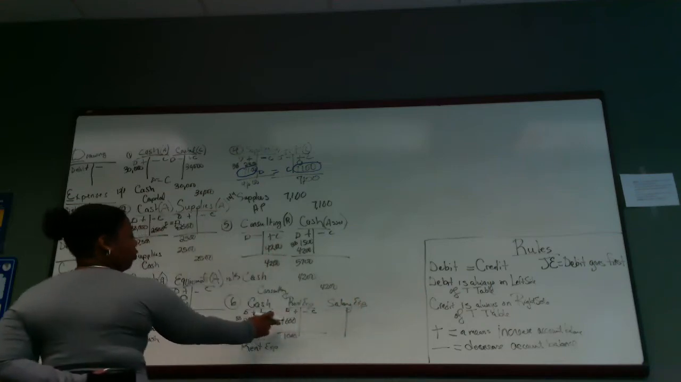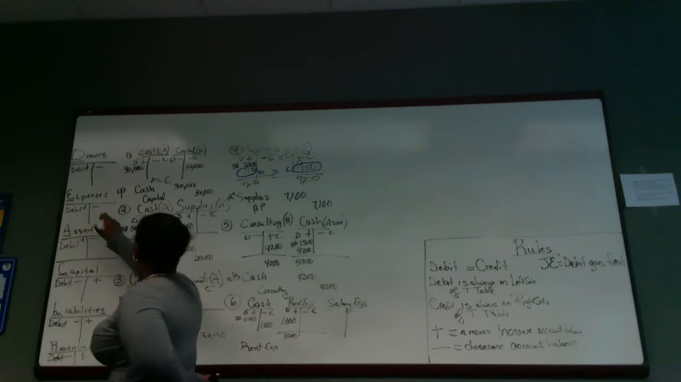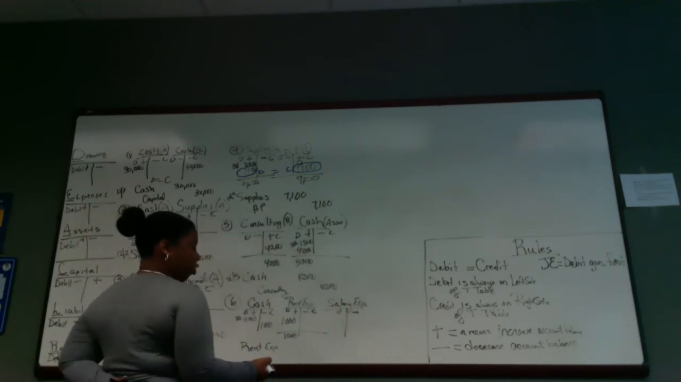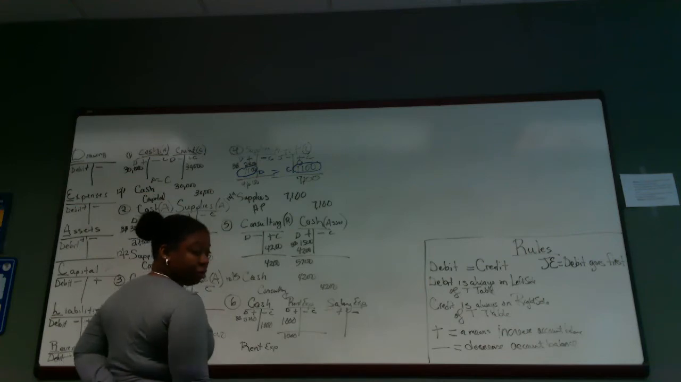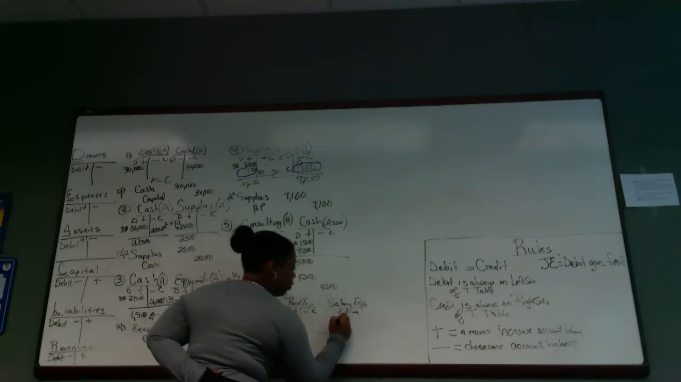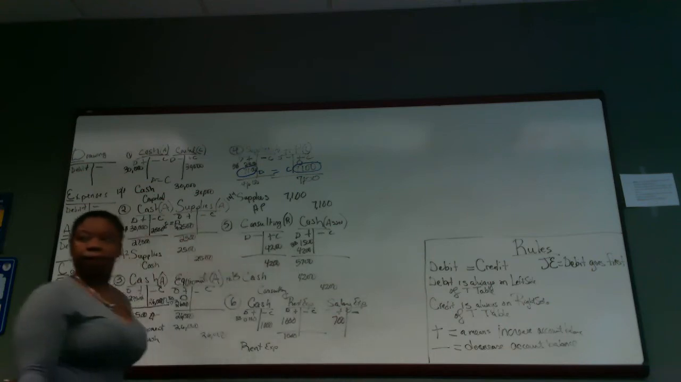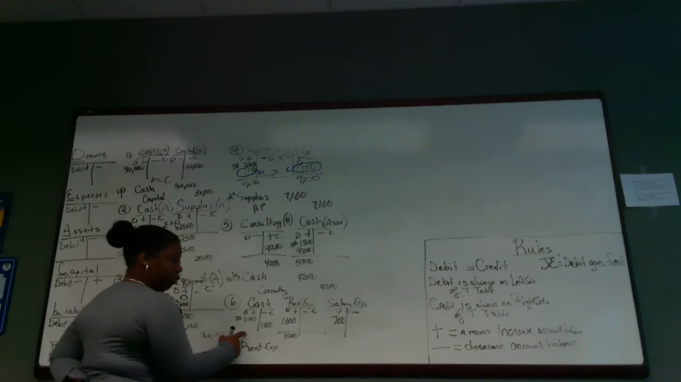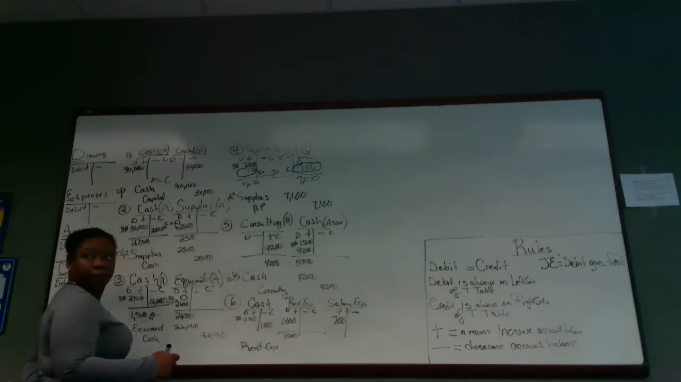Salary expense is also an expense. Expenses are plus minuses. So how much do we want to show that we had in salary expense? $700. So then how much did we use in cash? 700.